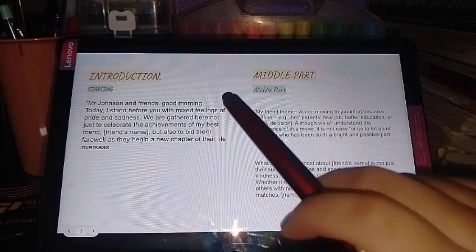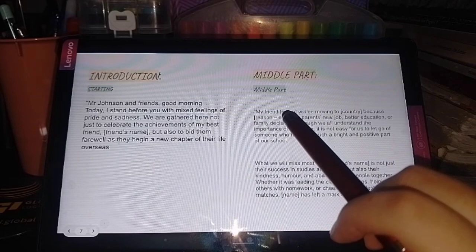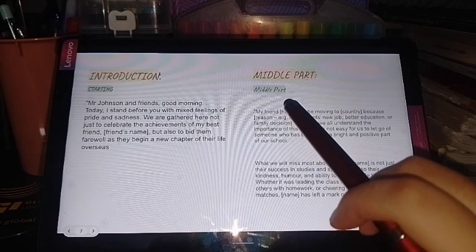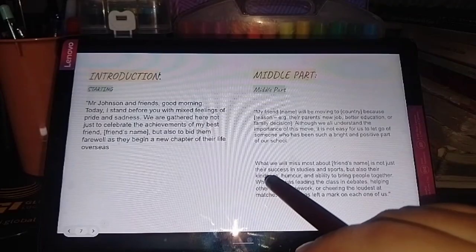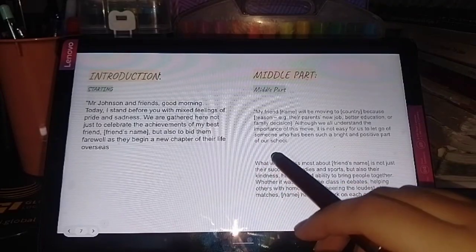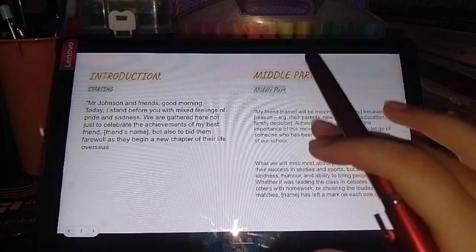How has that person been in your school life, and how does he engage you? Is he friendly or not? Okay, by the way, it has been mentioned very nicely and politely. Now you have to write what you will miss about him.